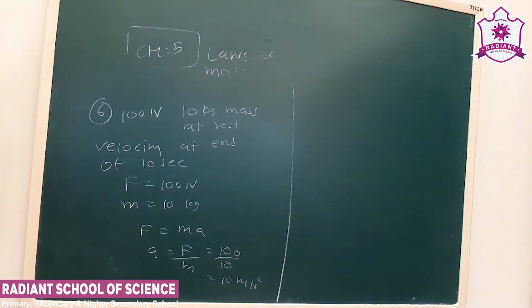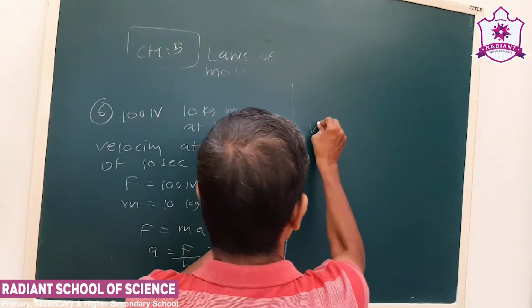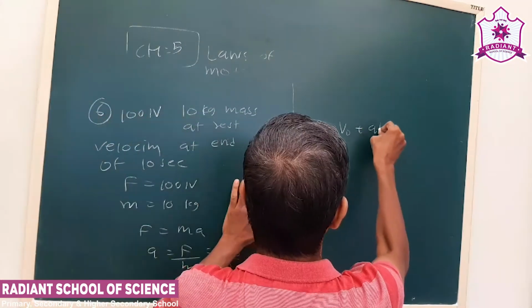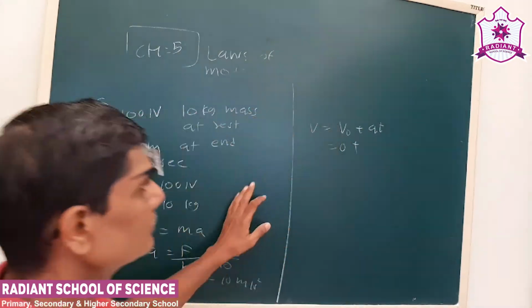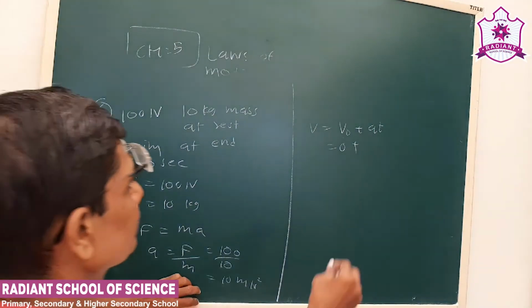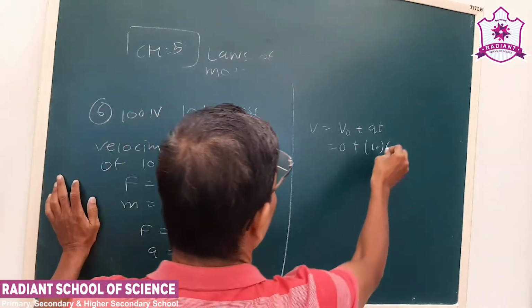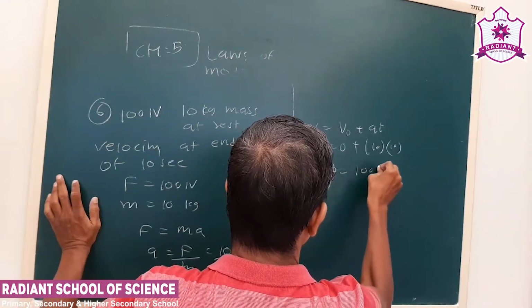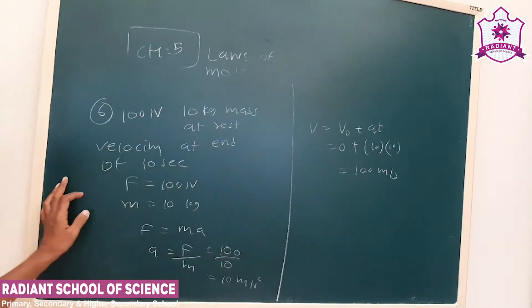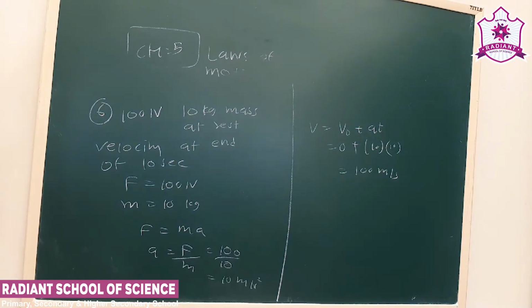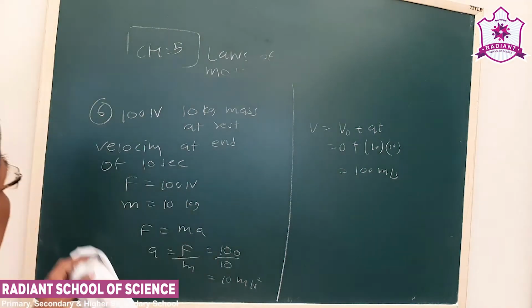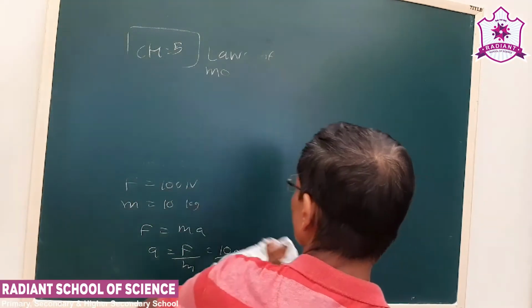Initially the object is at rest, so the initial velocity will be 0. We have to calculate the velocity at the end of 10 seconds. So v is equal to u plus at. Acceleration is 10, and time is given as 10 seconds. So the velocity acquired will be 100 meter per second. This is how we can solve. Now see our next MCQ.